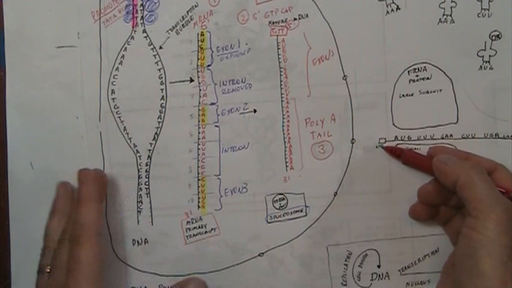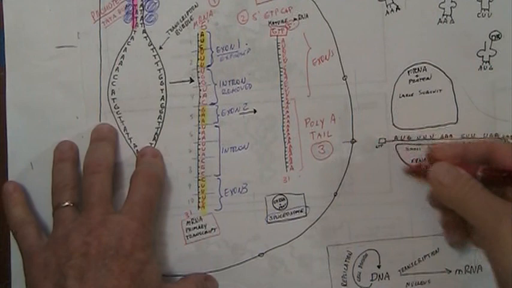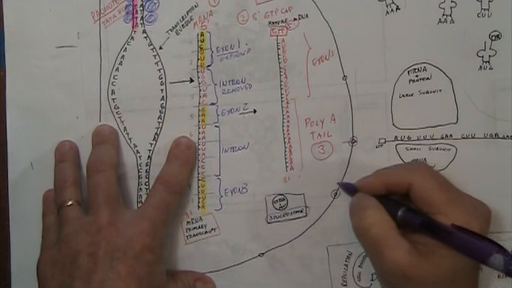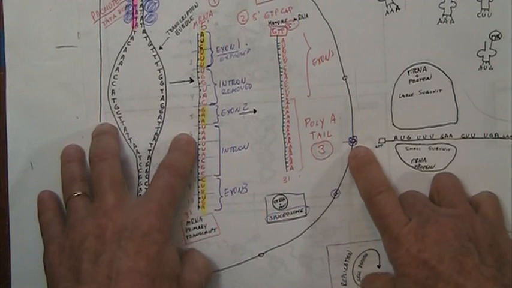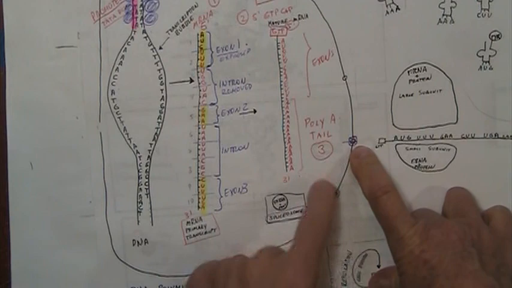How is it gonna leave the nucleus? Aha! It has to go through what's called a nuclear pore. The nucleus has a number of nuclear pores, but surrounding these pores, these holes, are a number of proteins that work as guards, guardians. These proteins in the nuclear pore control what goes in and out.